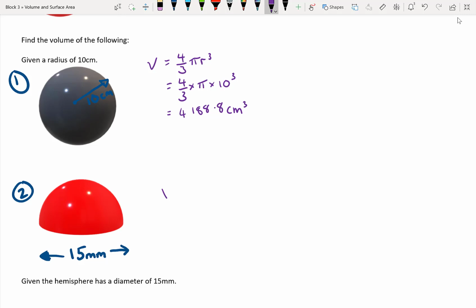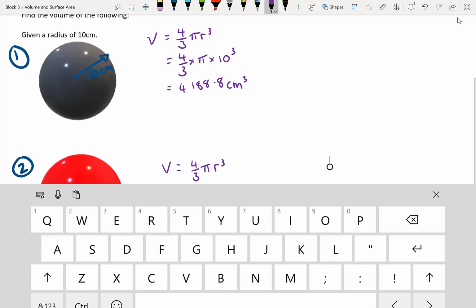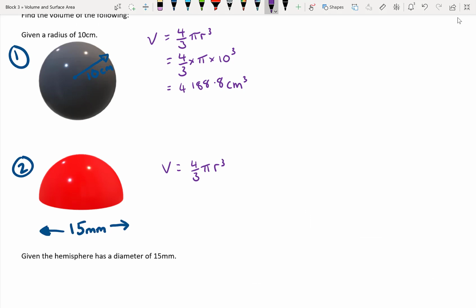So next one then, volume of a sphere is 4/3 pi r cubed. Only this time I've got a hemisphere, so I've got half of that. And so I've actually got half of 4/3 times pi times r cubed. So we're going to do exactly what we did last time. We're going to find the volume and then we're going to half it.